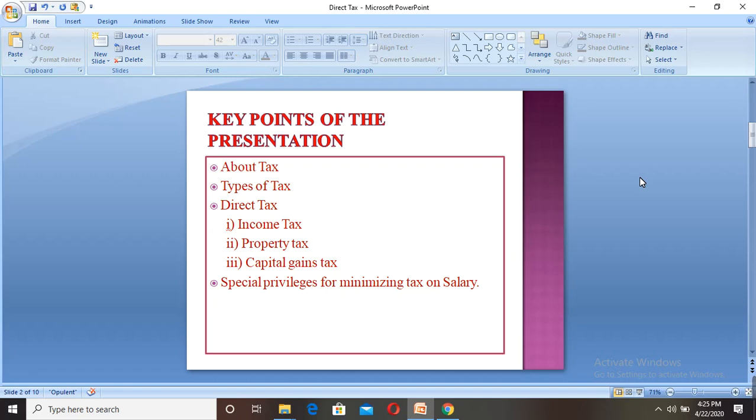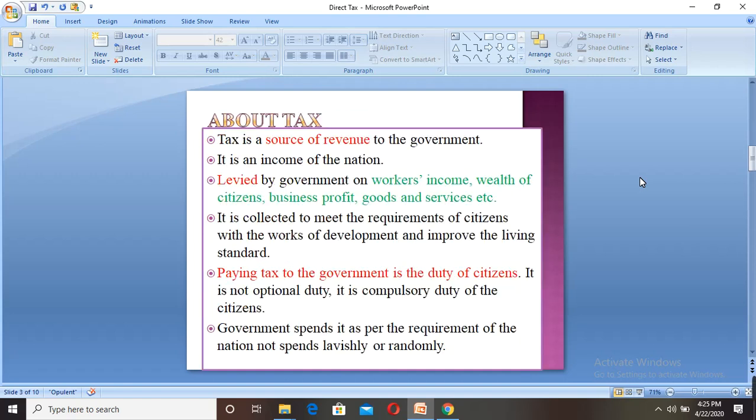And the last point is special privileges for minimizing tax on salary. This is a very important and unfamiliar point for them because they might not know what these special privileges made in our nation to minimize tax on the salary of employees are. Let me share the next slide, and it is about tax.